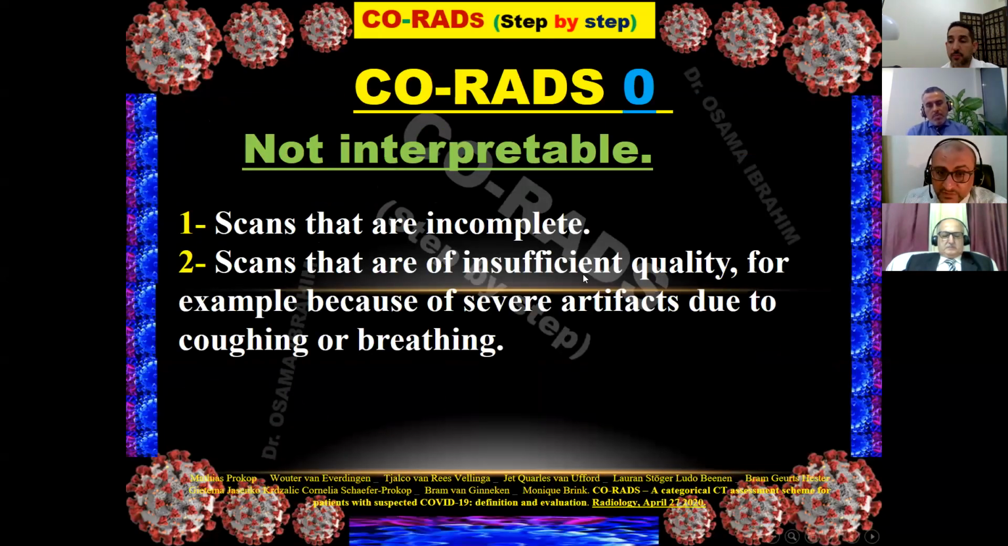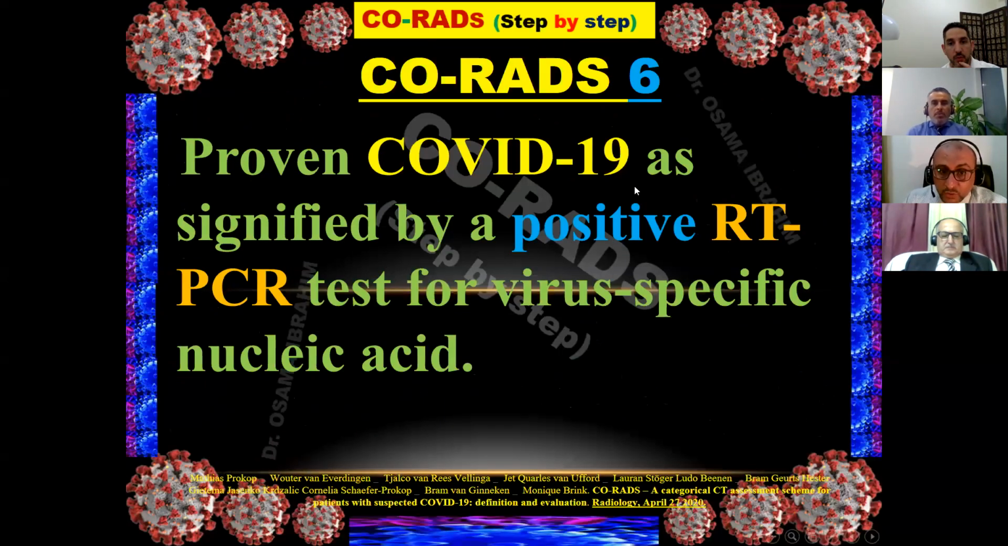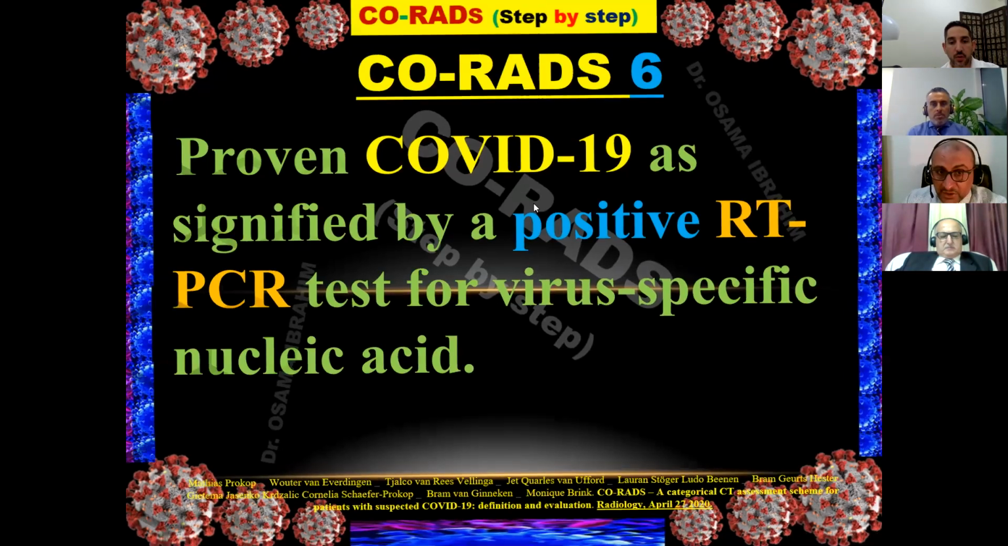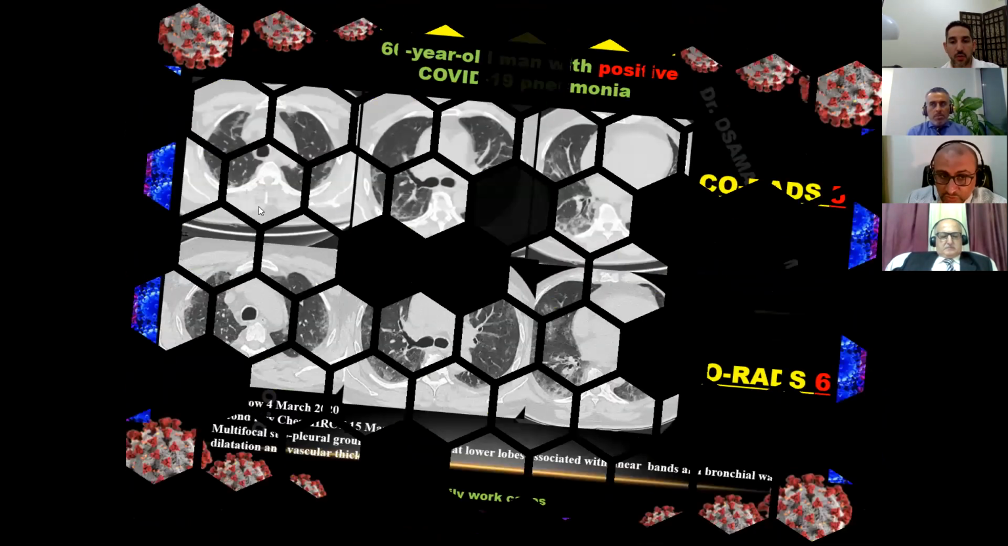CORADS 0: if the examination is incomplete or of insufficient quality or has severe artifacts, I consider it CORADS 0, and this is not interpretable. And CORADS 6 occurs when I follow up a patient who is a known case of COVID-19 by positive RT-PCR, and I follow him or her up by HRCT. So the CORADS here is 6, not 5. I don't make grades or scoring of CORADS.